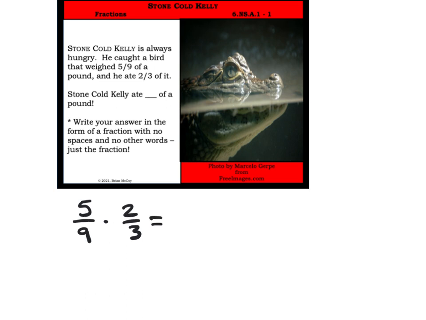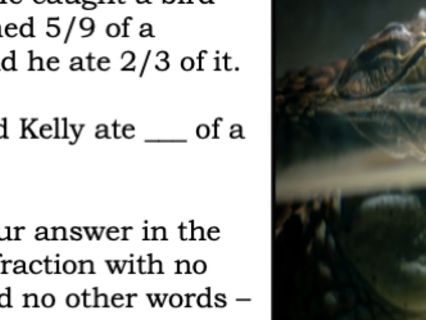5 times 2 is going to give you 10, right? Drop that 10. And then you got 9 times 3, which is going to give you 27. So drop the 27 and bam, right there is your answer, my friend. Your answer, 10/27. Love it.